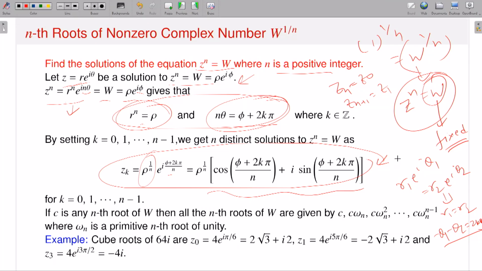Now you see, if I replace w by 1, then you end up with the earlier one, because if w is equal to 1, then rho will be 1 and phi will be 0. Therefore you will have the nth roots of unity, with k running from 0 up to n minus 1.